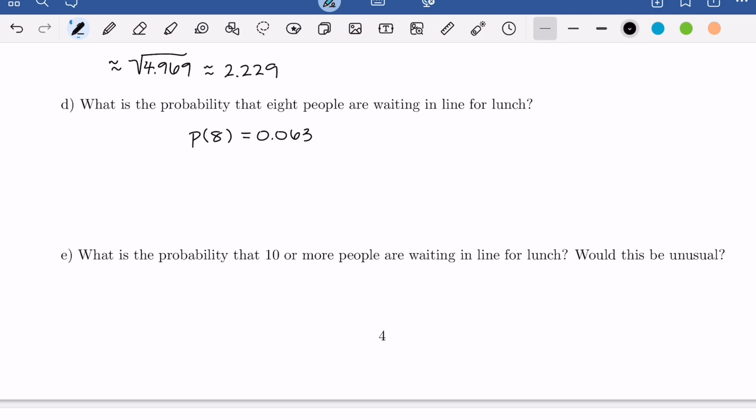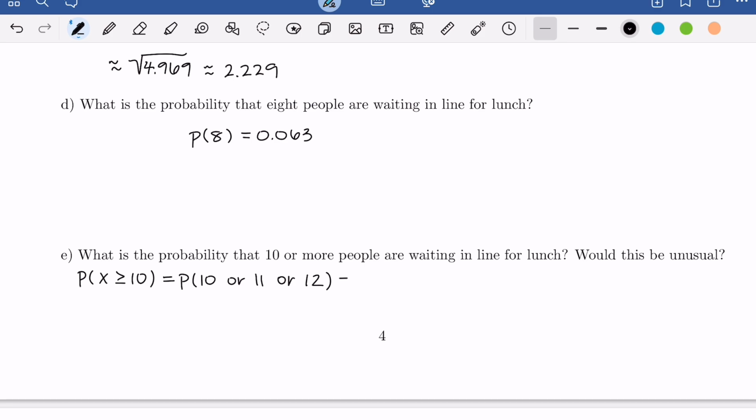So 10 or more, we're going to denote this as the probability that our random variable is greater than or equal to 10, since we're looking at 10 or more. So this is the same thing as the probability that 10 people are in line, or 11 people, or 12 people. And that's our maximum value, so we're not going to go higher than that.